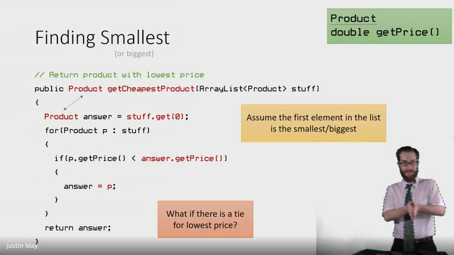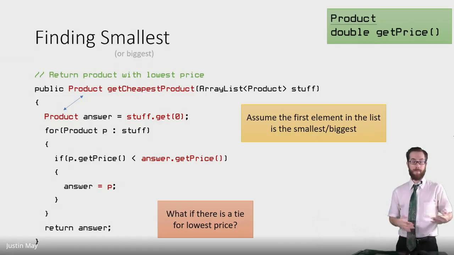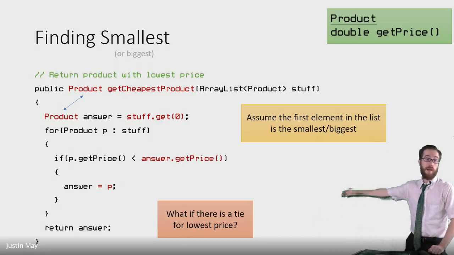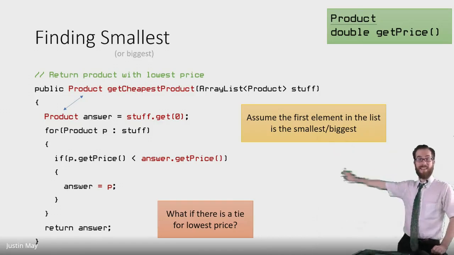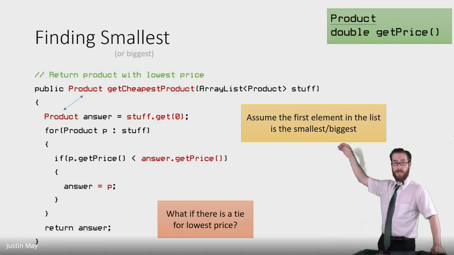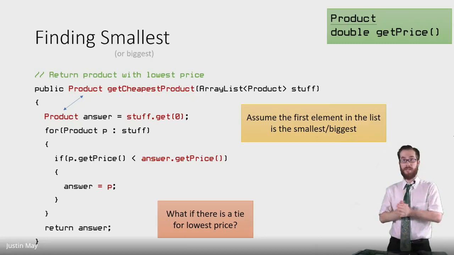The only product in the list would have to be the cheapest product. It's also the biggest product. It's the cheapest element and the most expensive element by definition because it's the only one. So when we're looking for the smallest or looking for the largest, the default value of your answer is going to be the first element in the list. Every time. You always just start defaulting with the first element in the list.